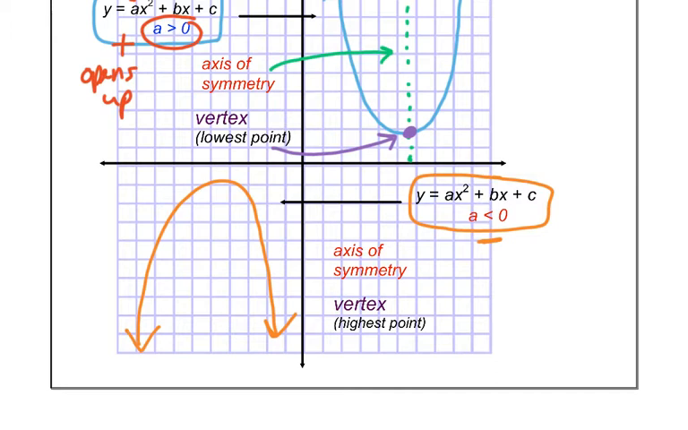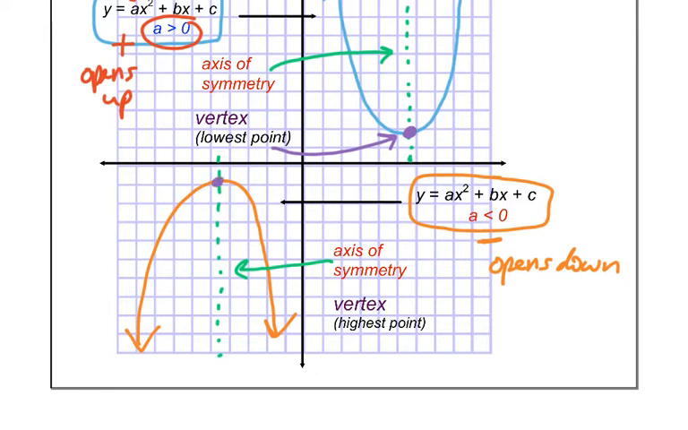So if your a value is negative, it opens down. But you still have the axis of symmetry that cuts this parabola in half. And not only that, we do have a vertex here. It's the point where the axis crosses through the parabola.